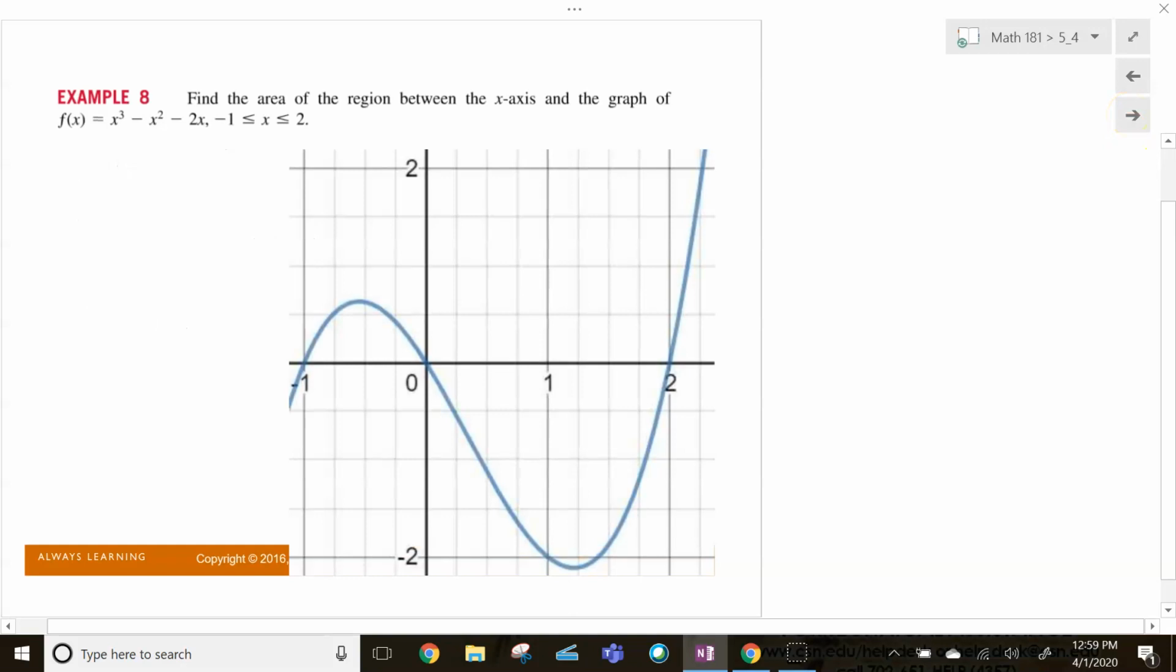All right, let's find the area of this region between this x-axis here and the graph of x cubed minus x squared minus 2x. Okay. Now, the first thing that we would want to do here is go ahead and find your zeros. I know we have a visual, but if we didn't, I want to know where these are for sure. It looks like I kind of know, but let's find these zeros.